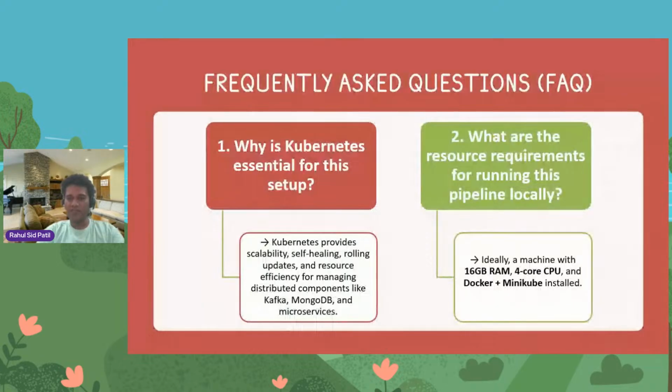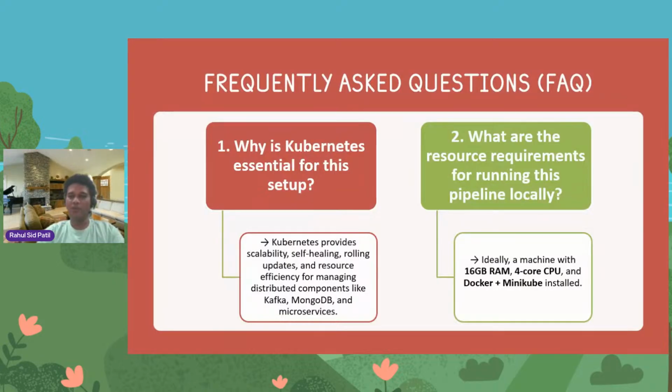Why Kubernetes? Why not just run Docker containers directly? It's a great question. The answer is orchestration, autoscaling, and resilience. Kubernetes allows us to manage distributed components like Kafka, MongoDB, and Go services efficiently. With features like automatic restarts, rolling updates, horizontal pod autoscaling, built-in monitoring, and resource allocation, it's a perfect match for building real-world pipelines that need to scale, heal, and stay online.